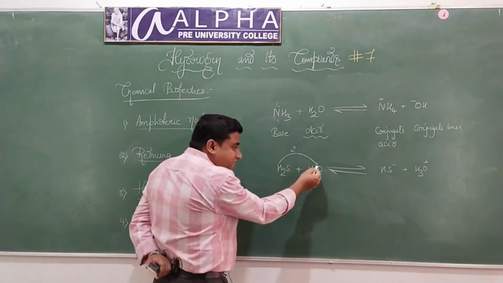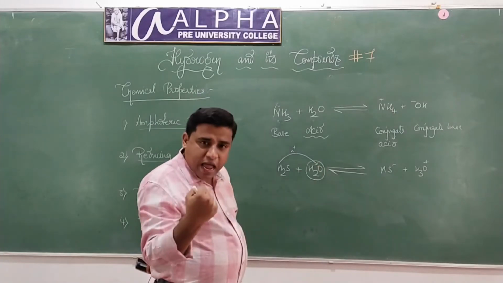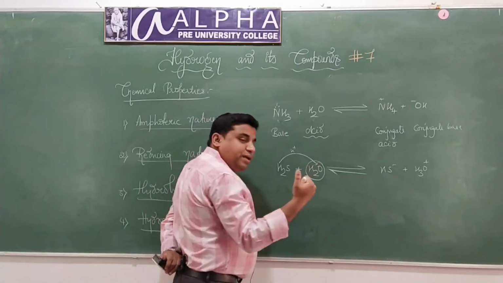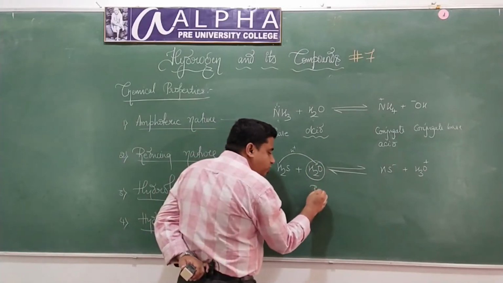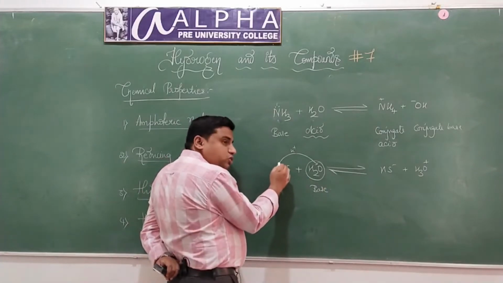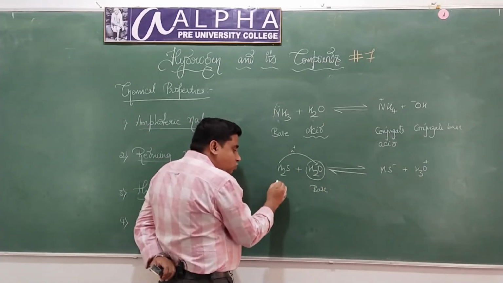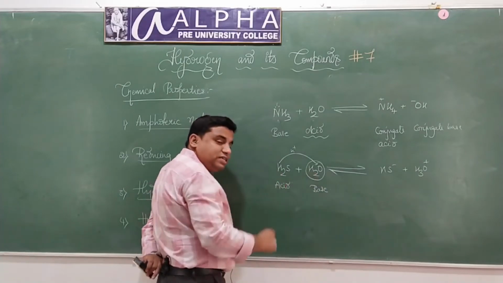So that means in this case water is behaving as H plus ion acceptor. When water behaves as an H plus ion acceptor, then according to Bronsted theory, it is going to be a base. And hydrogen sulfide is donating H plus ion to water, so this is going to be an acid. Correct. Observe this reaction here.